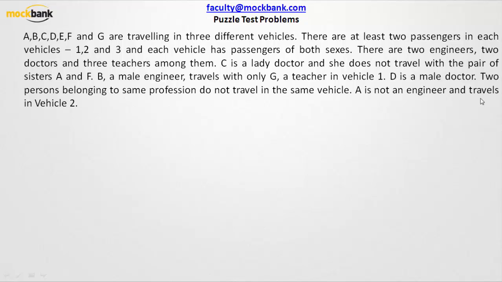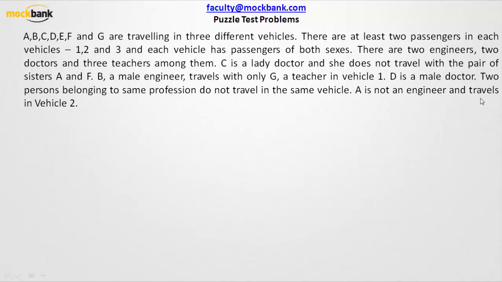C is a lady doctor and she doesn't travel with a pair of sisters A and F. B, a male engineer, travels only with G, a teacher, in vehicle 1. So we have been told that there are 2 persons traveling in vehicle 1, B and G. Now since B is male, the gender of G for sure has to be female, isn't it? That is what the problem says.